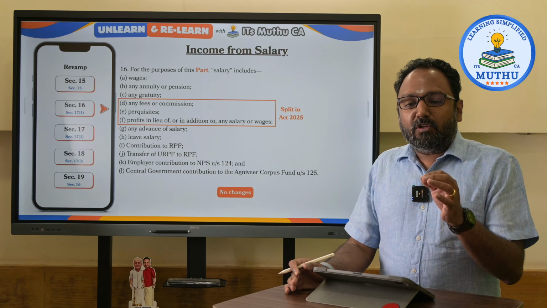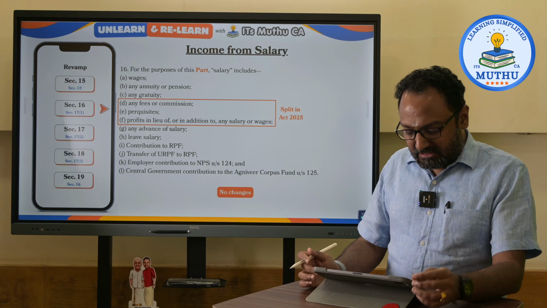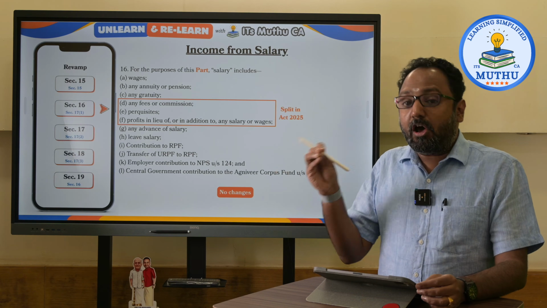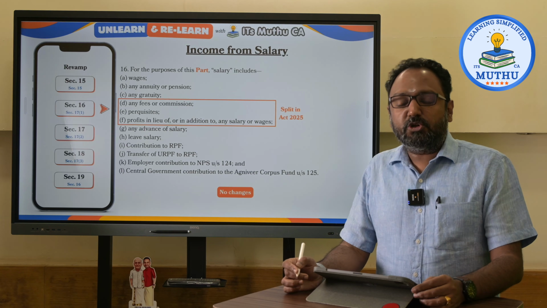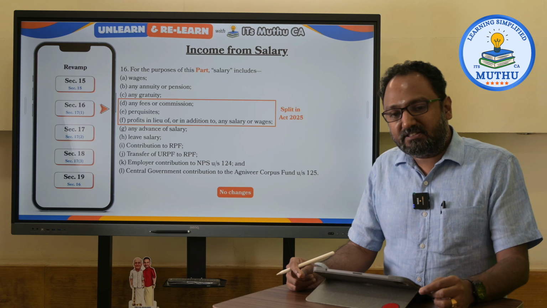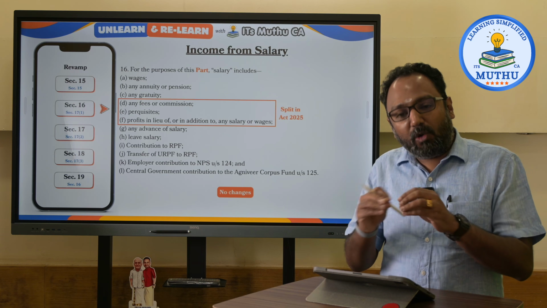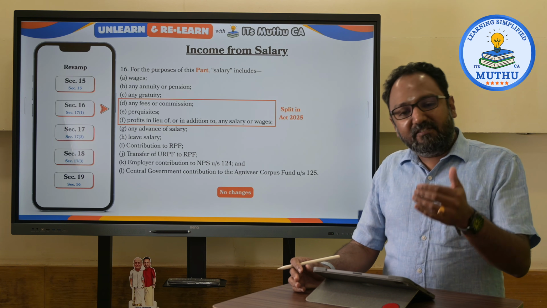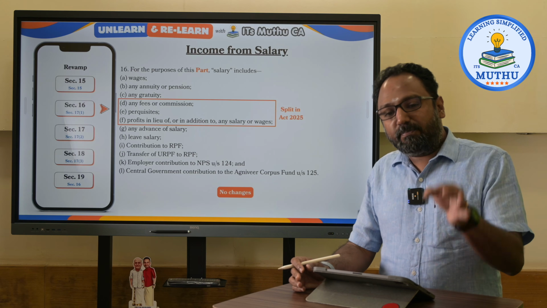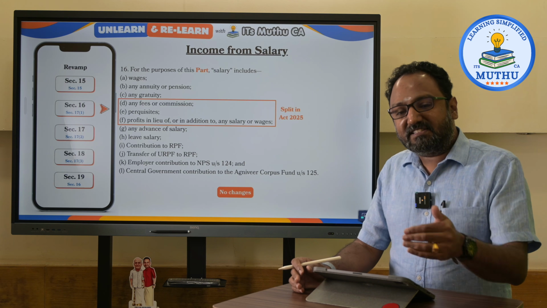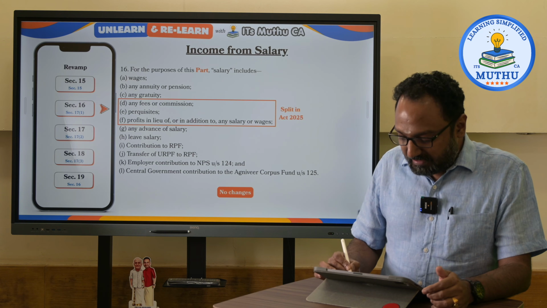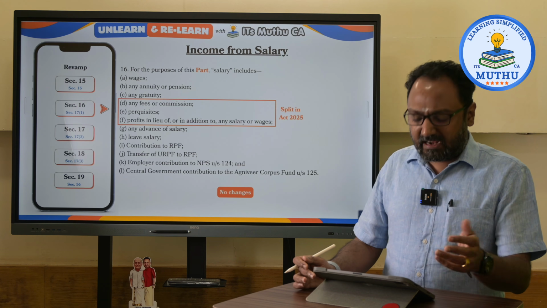There is no change. The subtle change of wordplay is that earlier in section 17.1 the phrase any fees or commission or perquisite or profits in lieu of or in addition to any salary or wages was considered as one single line item. Now in section 16, to have better clarity and avoid confusion, they have split this into 3. Anyways, it was 3 items only, concatenated with or. So it is now covered as 3 distinct items: D is fees or commission, E is perquisites and F is profits in lieu of salary. So this is split in Act 2025 for better clarity, for simplification.